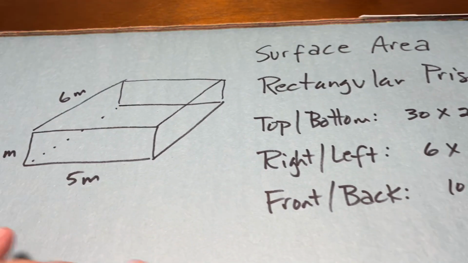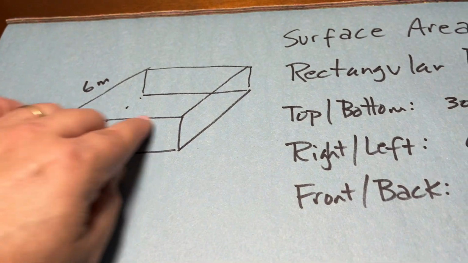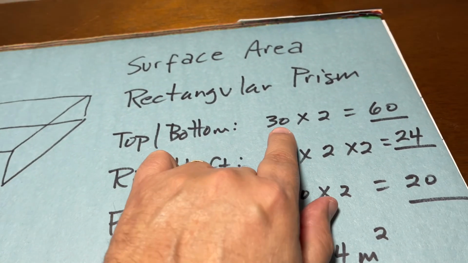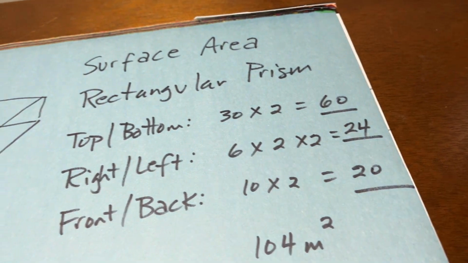So let's do the top and bottom first. The top is 6 this way, and if this is 5, that's 5. So 6 times 5 is 30. I'm multiplying it by 2 because it's the top and the bottom, so that's 60.